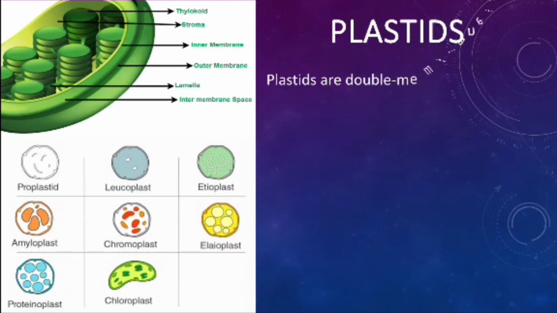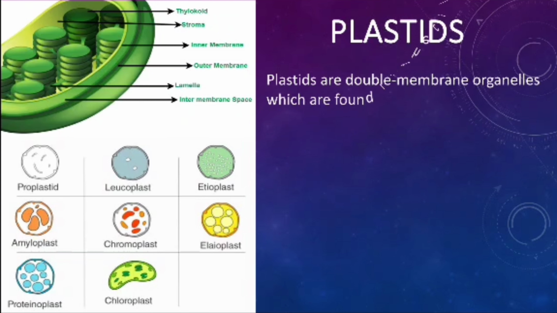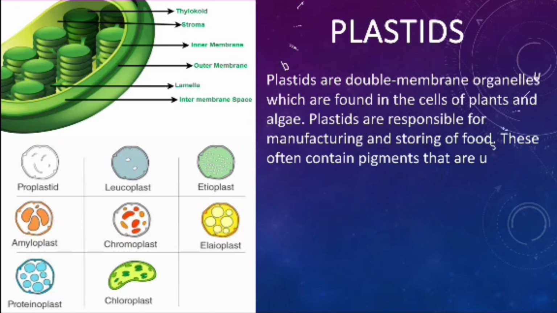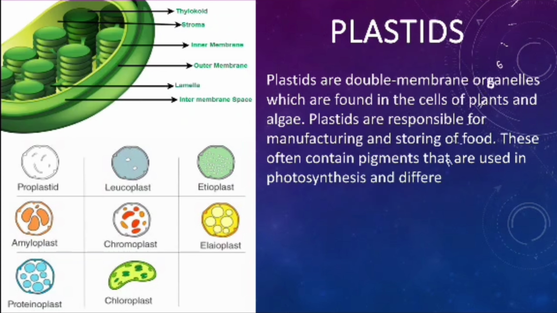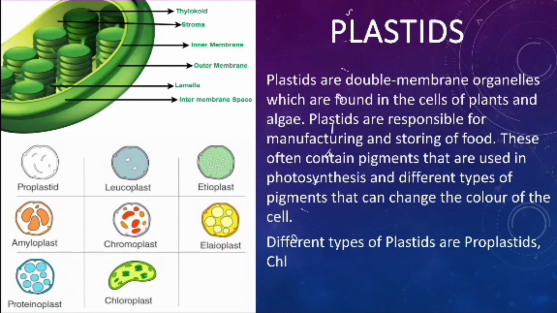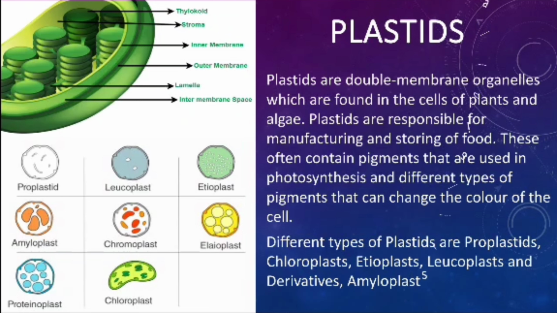Plastids. Plastids are double membrane organelles which are found in the cells of plants and algae. Plastids are responsible for manufacturing and storing of food. These often contain pigments that are used in photosynthesis and different types of pigments that can change the color of the cell. Different types of plastids are proplastids, chloroplasts, aleuroplasts, leucoplasts and derivatives, amyloplasts, elaioplasts, proteinoplasts and chromoplasts.